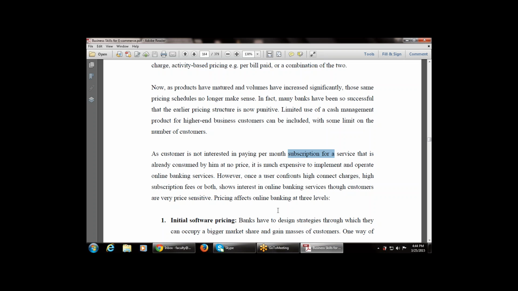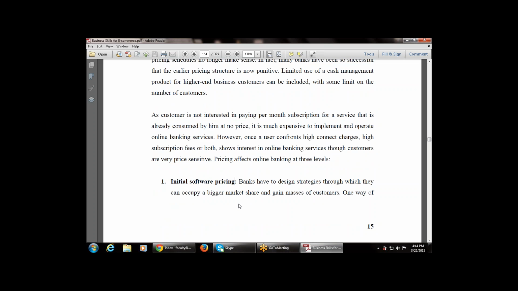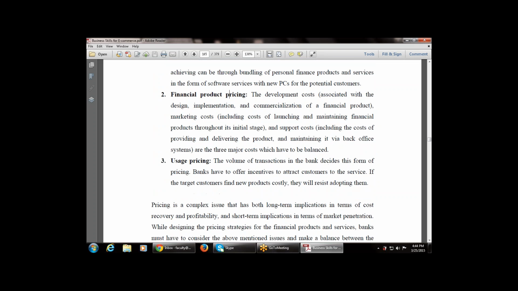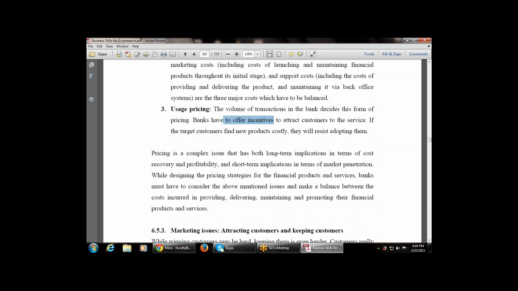Prices also affect online banking at three levels. First, the initial software price, that is, the first price of the software product that is being used. Then financial product pricing, that is the cost related to development, design, implementation and marketing. So there are various costs that make up the financial product pricing. Then usage pricing, where the volume of transactions decides this form of pricing. So pricing is a very complex issue for the transactions available with the banking services.